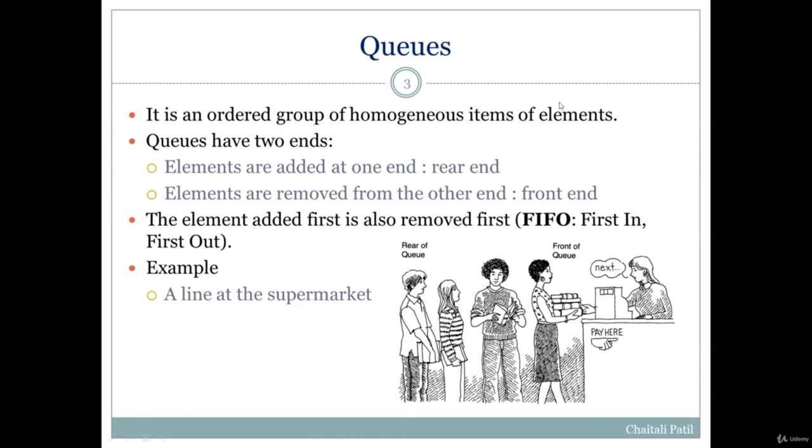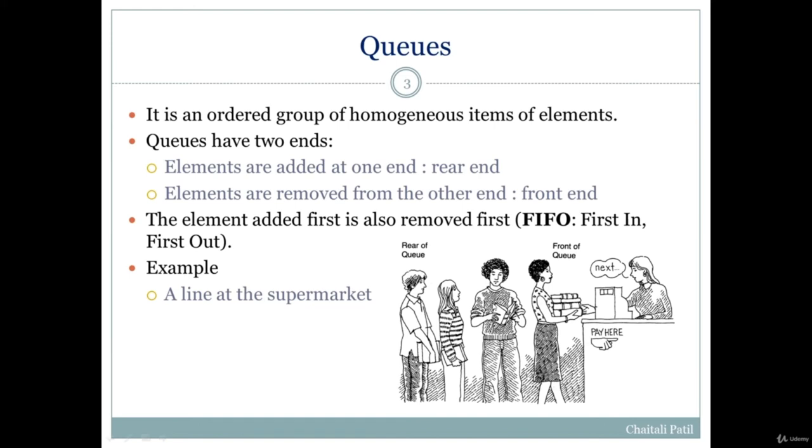In real life, we have many times seen a queue for different things, right? So a queue is an ordered group of homogeneous items or elements. Similar to the stack, a queue is an ordered data structure. But here in a queue, there are two ends. The element can be added from one end, which we call the rear end. And the element is always removed from the other end, which is the front end.